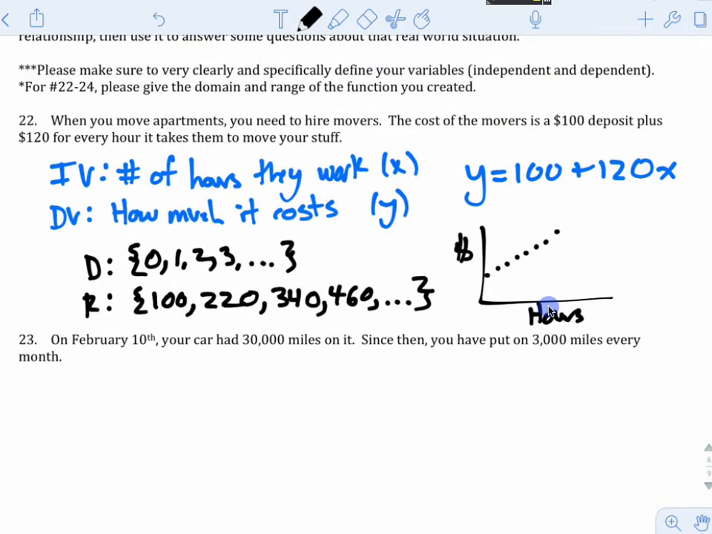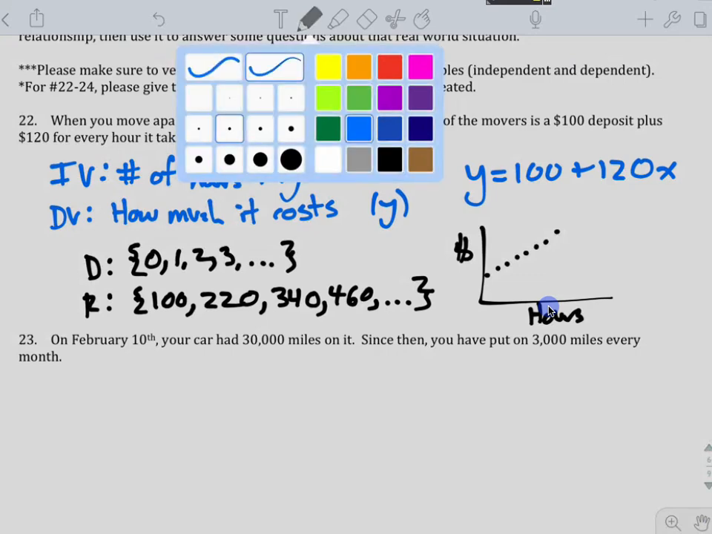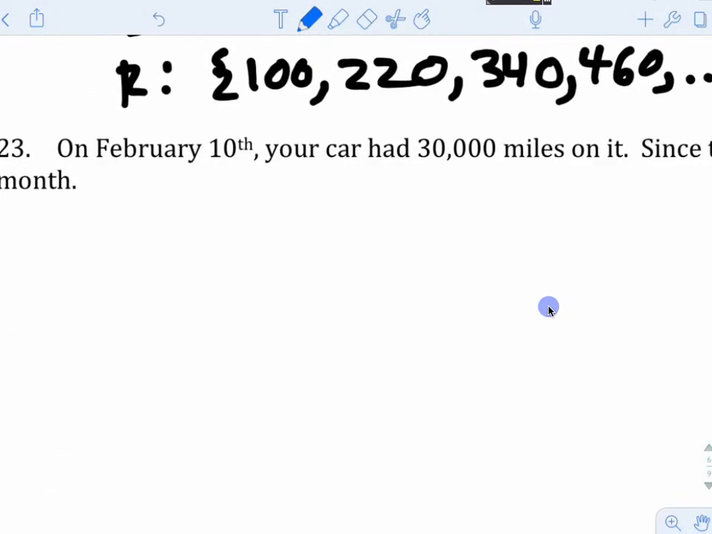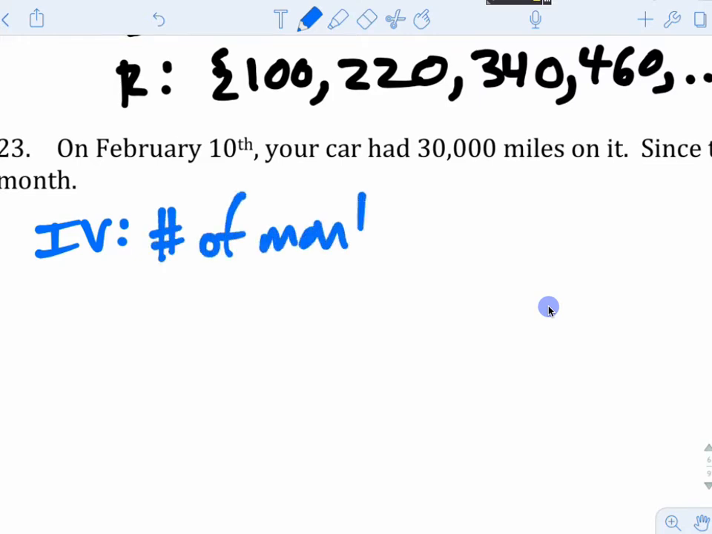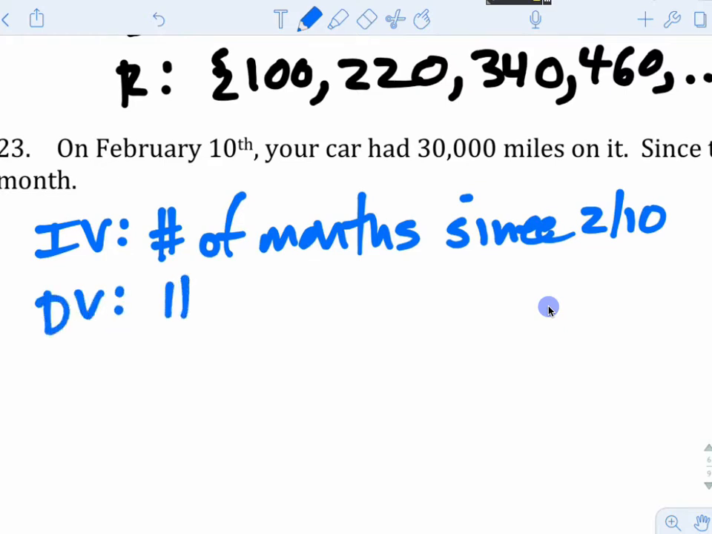All right. Maybe we're getting the hang of this. How about number 23? On February 10th, your car had exactly 30,000 miles on it. And since then, we put on 3,000 miles every month. All right, first, let's define our variables. Our independent variable, we're going to be real clear here and specific, I think will be the number of months since February 10th. And I think our dependent variable will be the number of miles on our car.